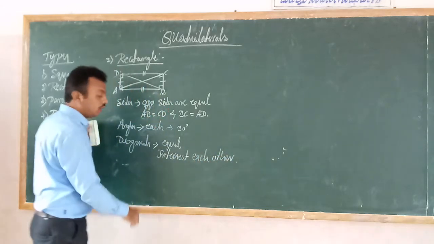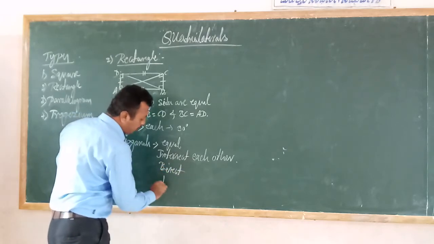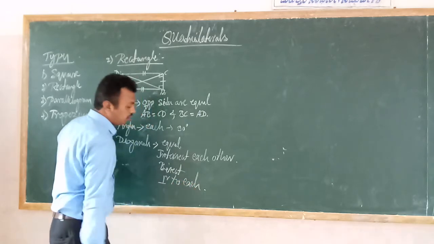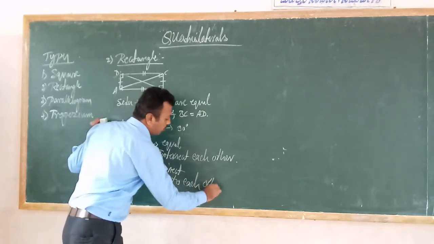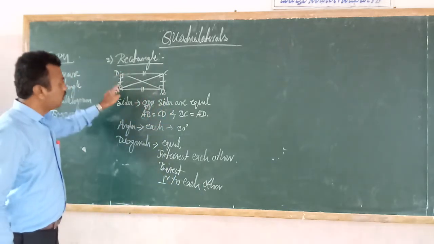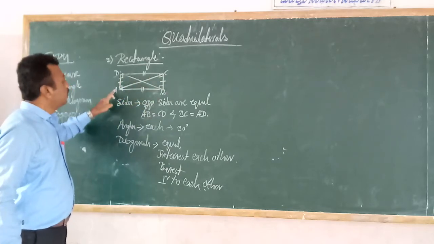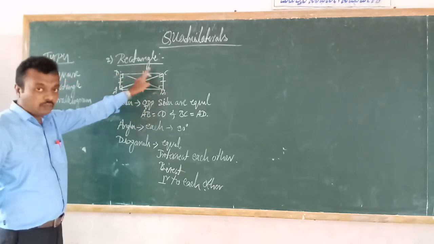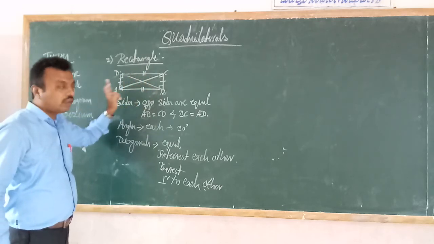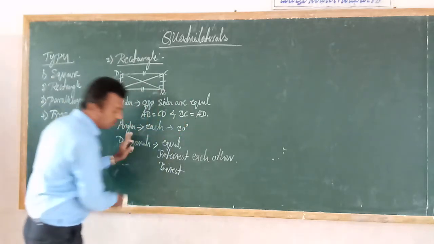They intersect each other and bisect each other, and also perpendicular to each other. Okay. Yes, students, in a rectangle, opposite sides are equal and each angle measures 90 degrees, and the diagonals are equal and intersect each other, and the diagonals bisect each other, and also it is not perpendicular to each other. Sorry, they are not perpendicular to each other.